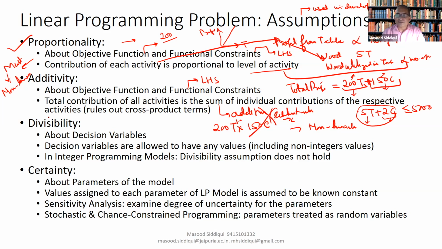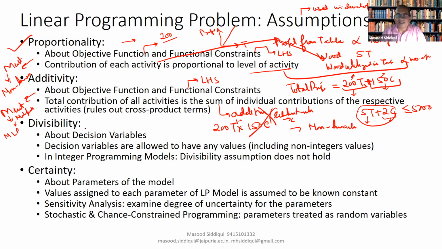Now these are the two assumptions. Again, this assumption is a must. If it is not fulfilled, then we have non-linear programming, NLP. Then we move to the other assumption.